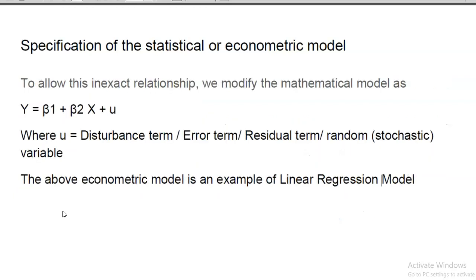So that is why we have to transform it, and why we incorporate a term called u. The disturbance term, error term, residual term, these are all different names. Random term or stochastic disturbance term is what it is commonly called. So the above econometric model, y equals beta 1 plus beta 2 x plus u, is a linear regression model, an econometric model where you have brought in that random factor in the equation. This is the econometric model which we have transformed from the mathematical model.